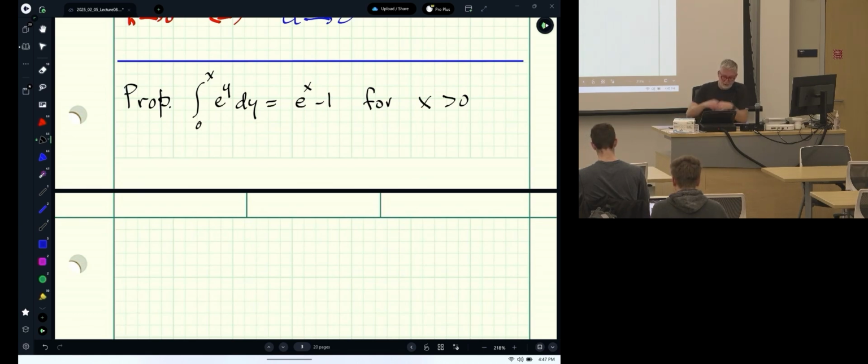And once we get it worked out for x positive, you can use the property that if you switch the lower and upper bounds on the integral, you simply change the signs. Okay, so there's lots of ways to treat it when you have x less than 0, but we're going to do it for here.